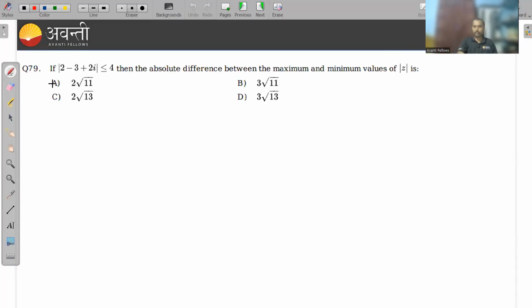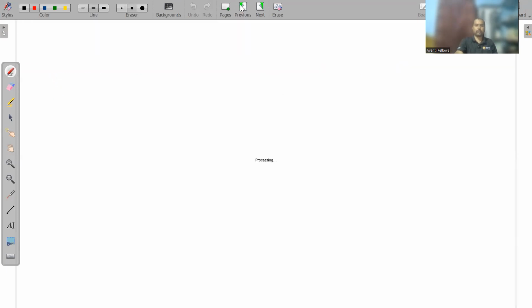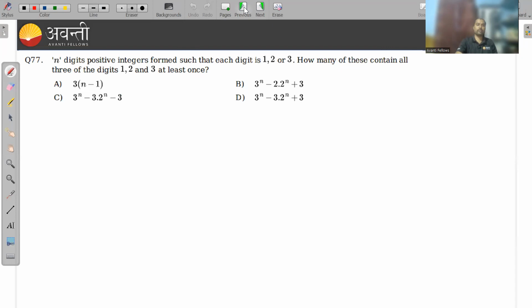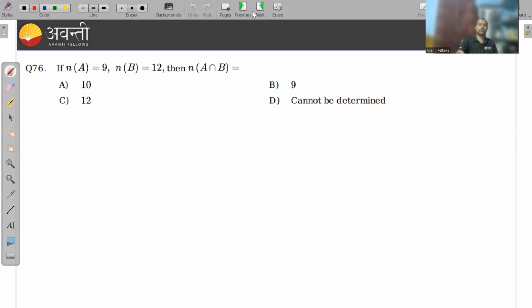So in the next question, what are we having? This is the question. If n(A), the number of elements present in A, is 9, and the number of elements present in B is 12, then we need to find the number of elements present in A intersection B.